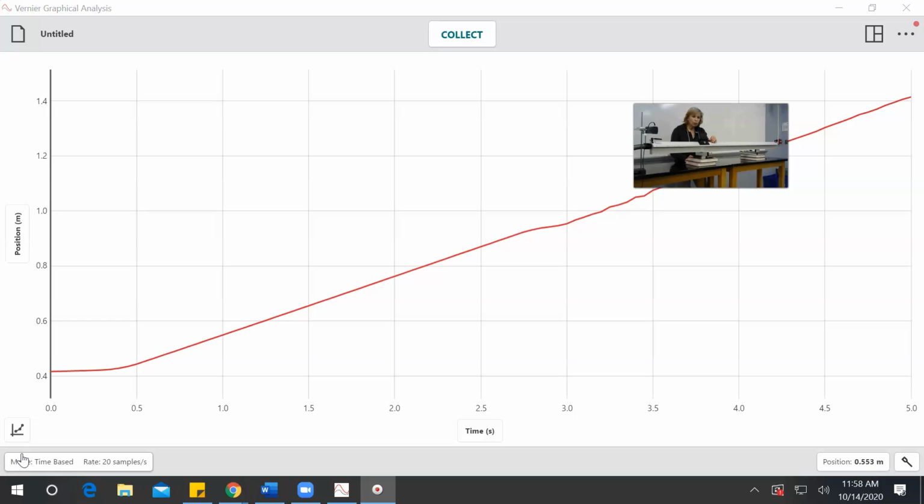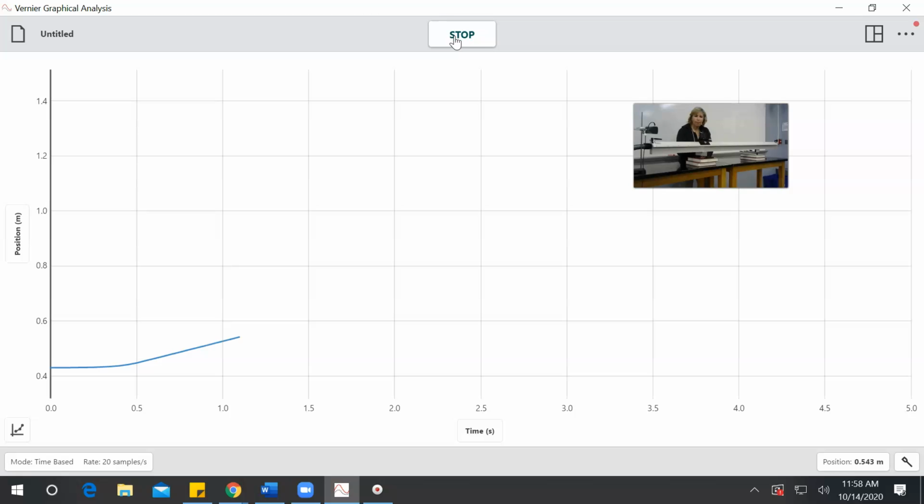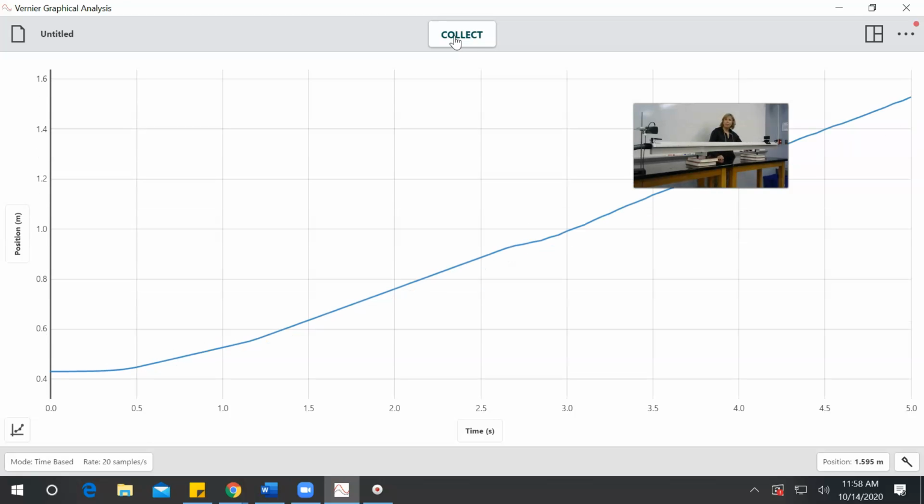So we are going to first look at this glider moving along the track after I give it a push. So we're going to turn the air supply on. It's going to be a little loud because now we have a nice cushion of air on here. And then I'm going to push the glider, and we're going to collect the data, and it's going to produce a position time graph so we can see what this would look like. There we go. Okay, so that's our graph.